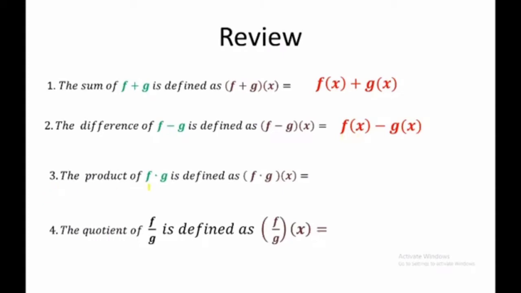Next is the product of f and g functions. F times g of x is equivalent to f of x times g of x. So for the product, all you have to do is multiply the two functions. For the quotient of the two functions f and g, this is defined as f over g of x, that is equivalent to f of x divided by g of x.